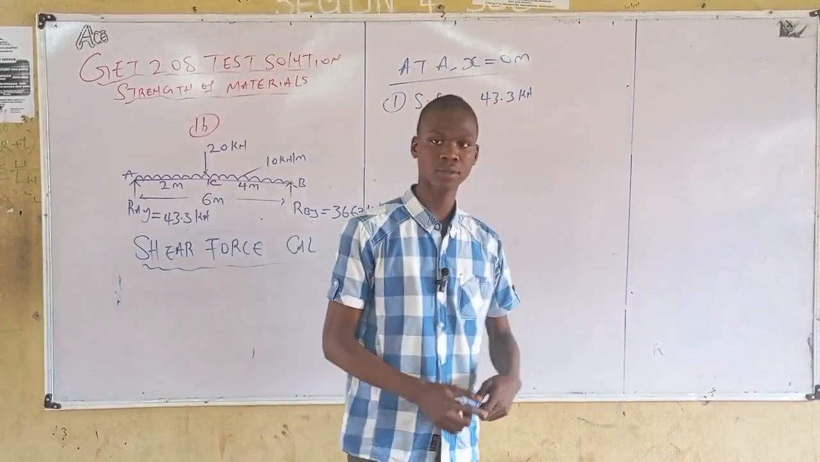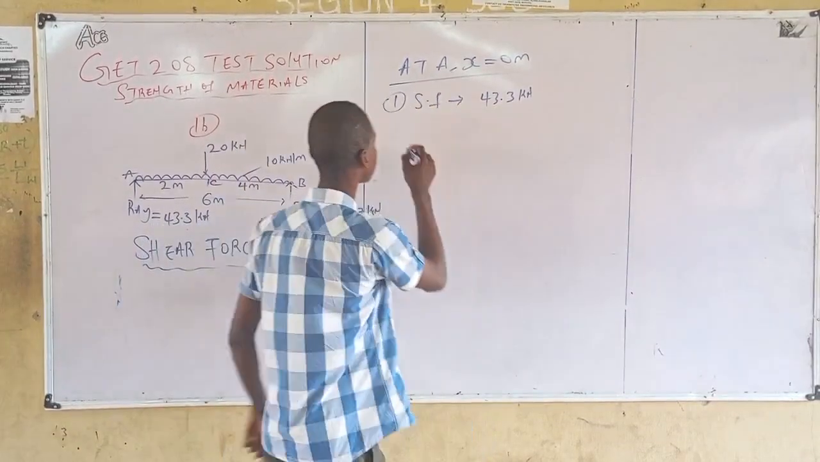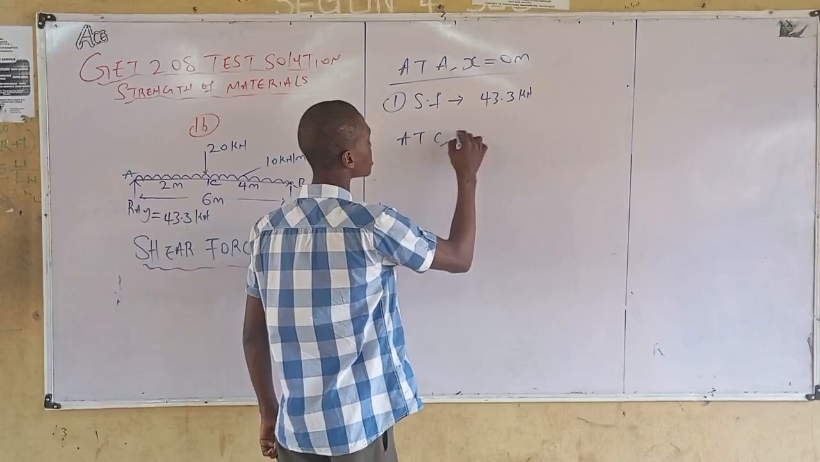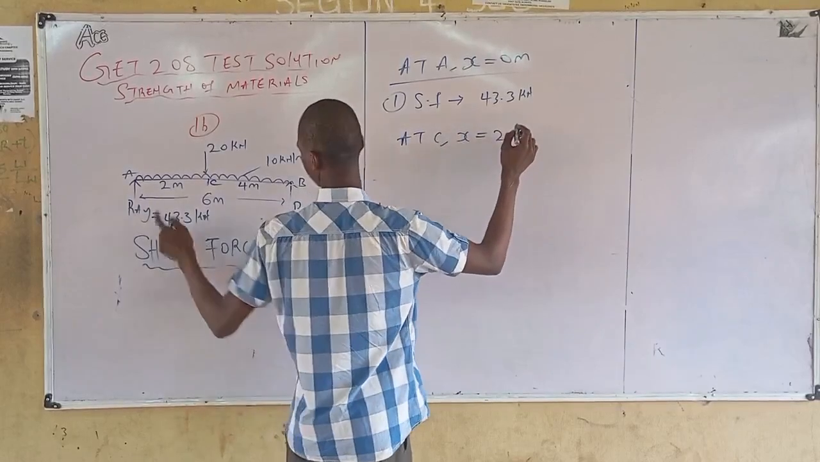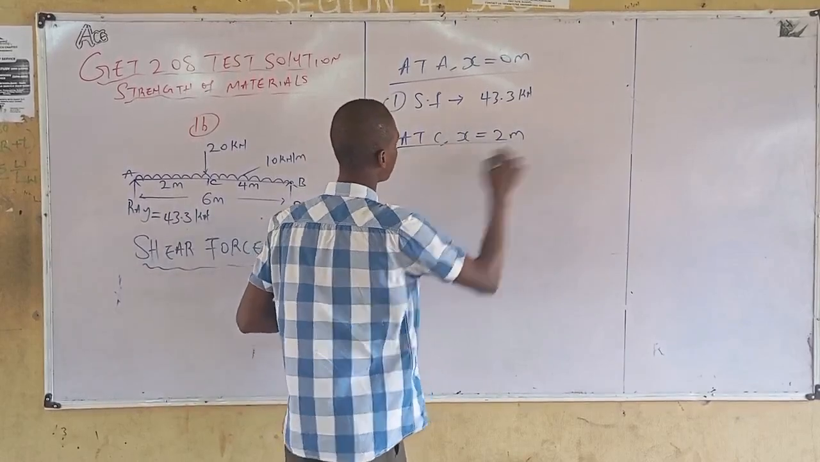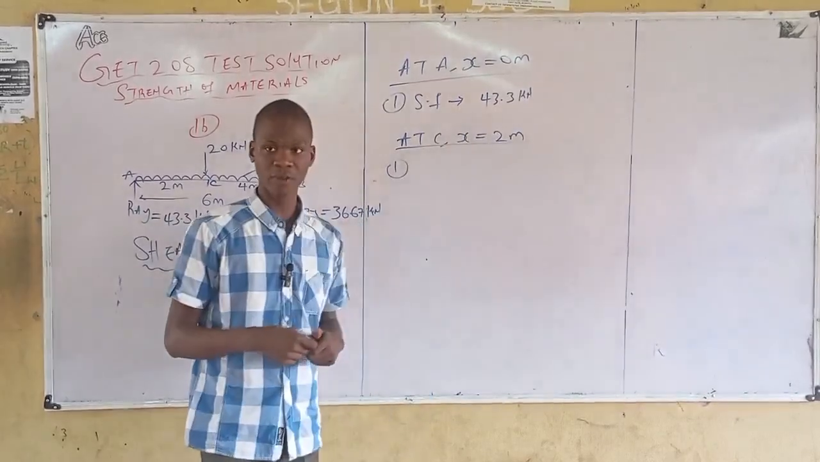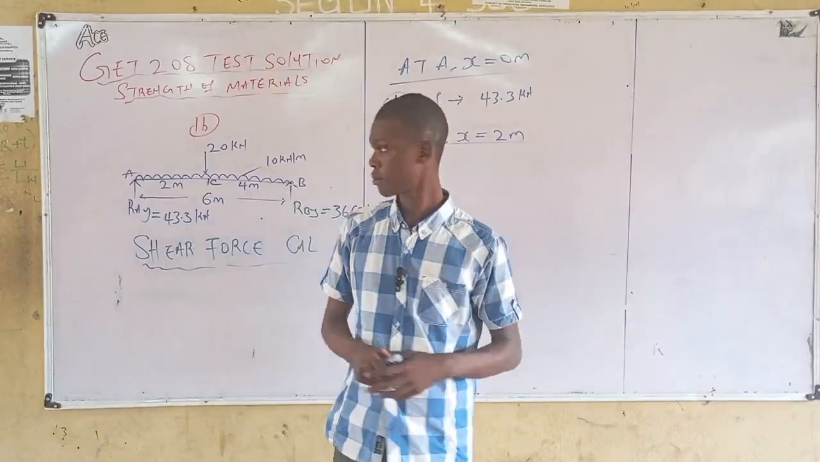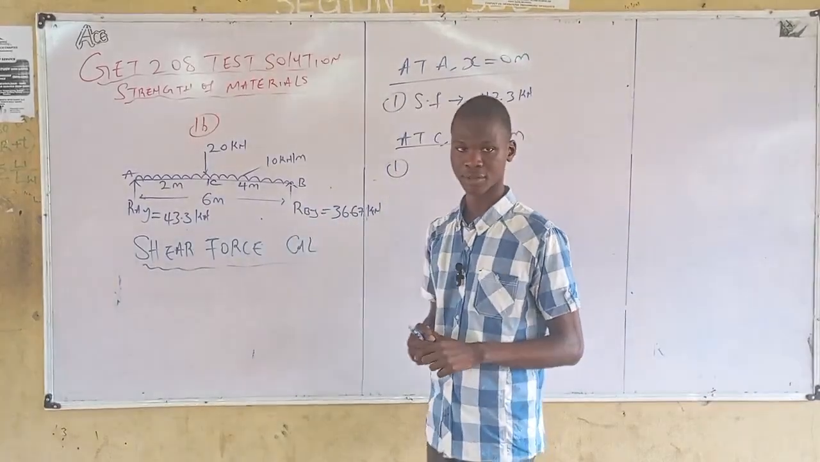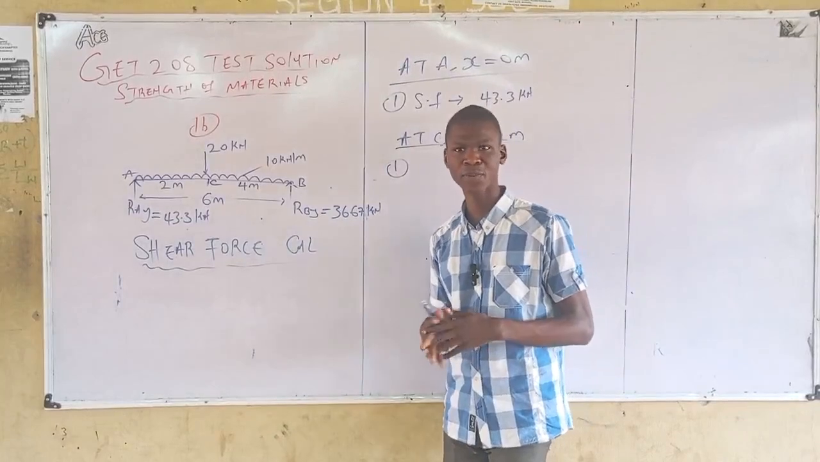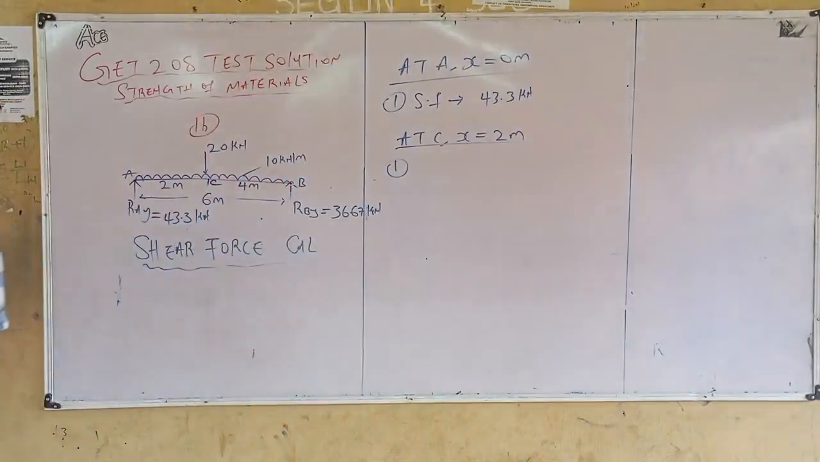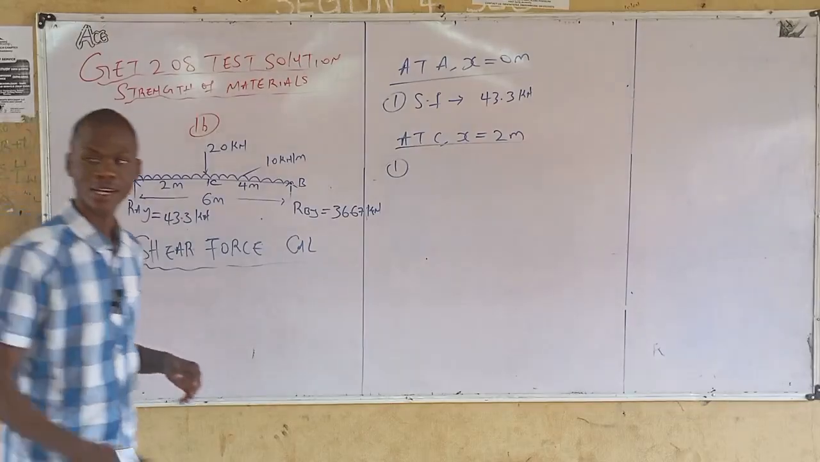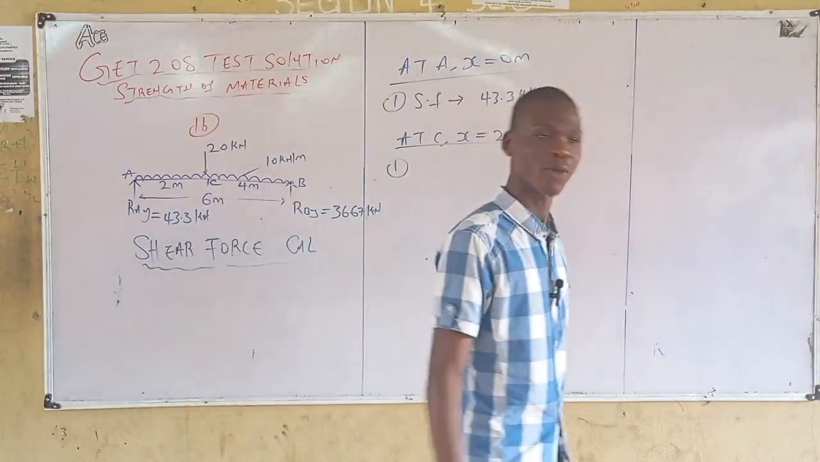What's the next point? C. At C, what's the value of x? 2 meter. What will be the first value of shear force? And that's what? 43.3. Are you sure? Yeah, 43.3.